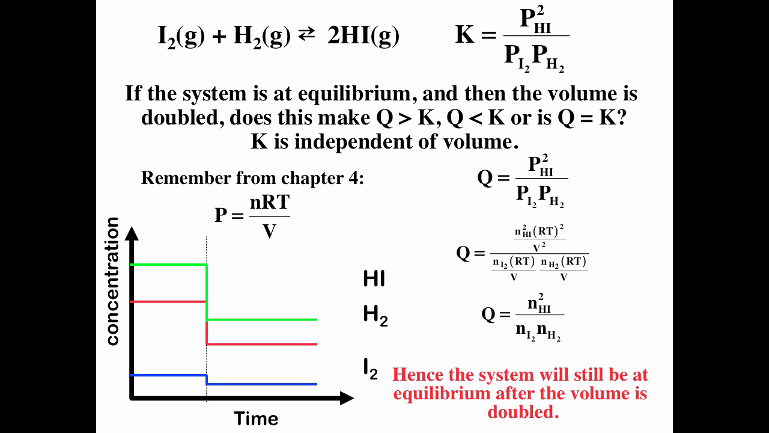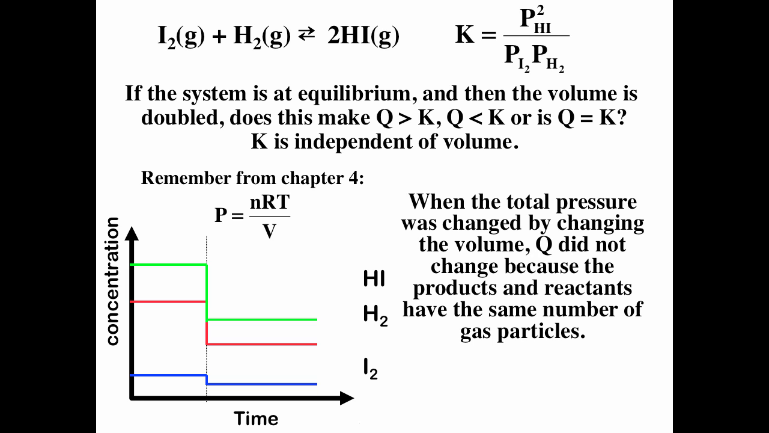And so Q is independent of volume when we have the same number of gas particles in products and reactants. Changing the volume did not change Q, did not change K, and so even though we changed the volume, nothing happened. When the total pressure changed by changing the volume, Q did not change because we had the same number of gas particles in products and reactants.